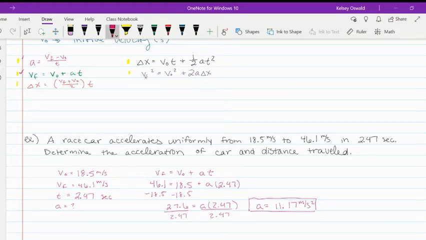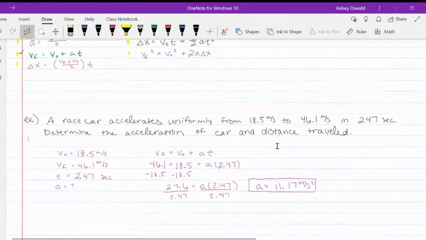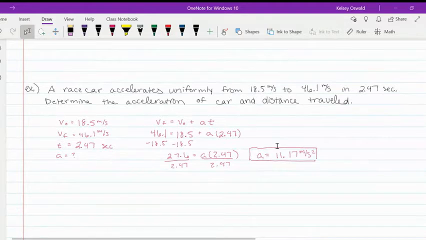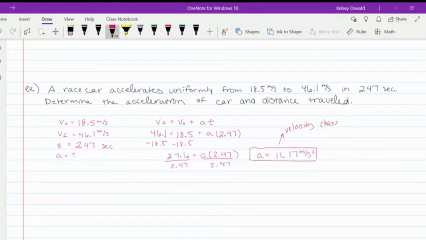So we can see that this car is accelerating at a rate of 11 meters per second squared. What that tells us is that our velocity is changing by 11.17 meters per second each second. So each second my velocity is increasing by 11.17 meters per second. That was the first part I wanted to solve for.